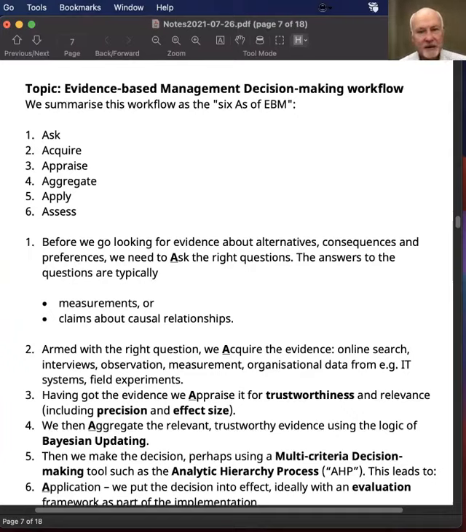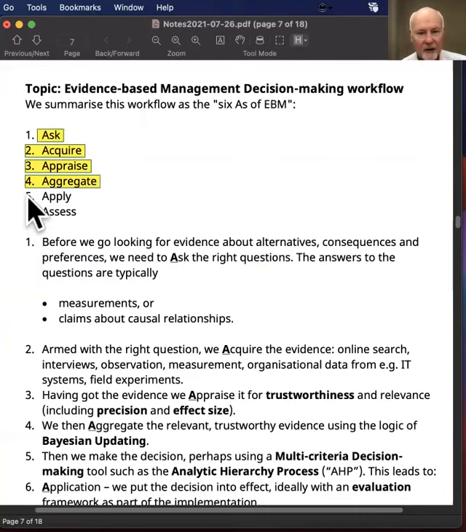So the evidence-based framework has the 6 phases that we call the 6 A's of EBM, and they really divide into 3 sections. So the first section is the first 4 of them here: ask, acquire, appraise, and aggregate. And that's actually what we'll mainly focus on in this course. Okay, that's the stuff that I'm hoping you will emerge equipped to do well.